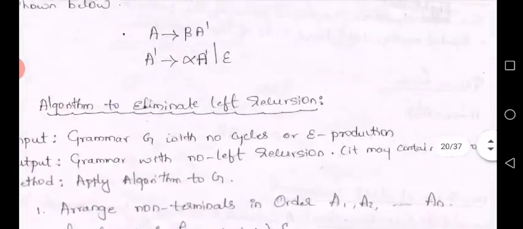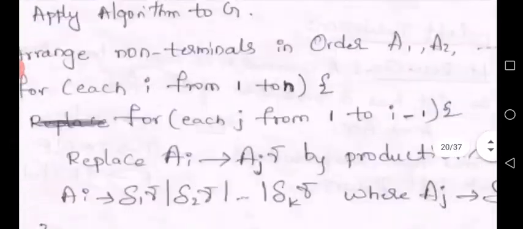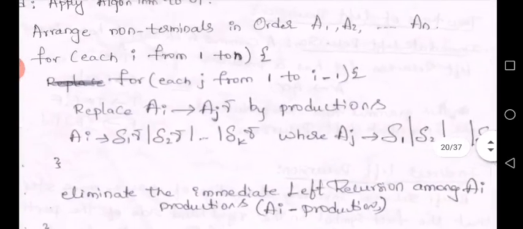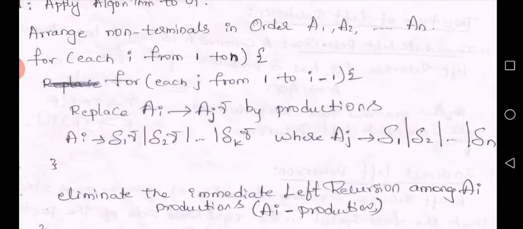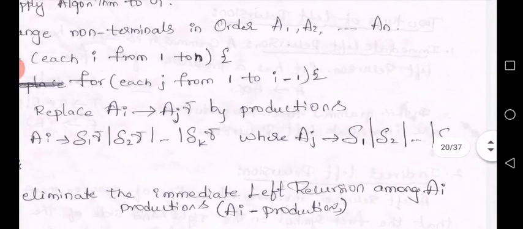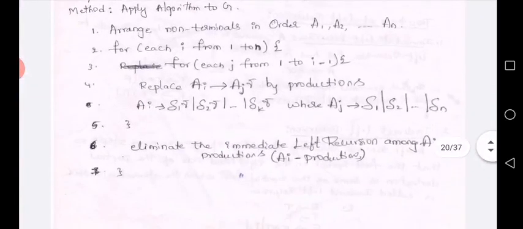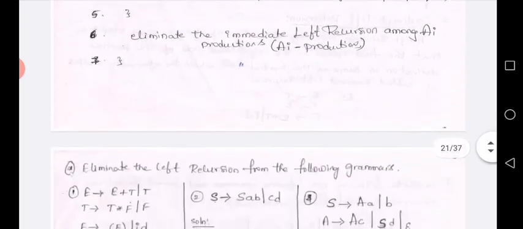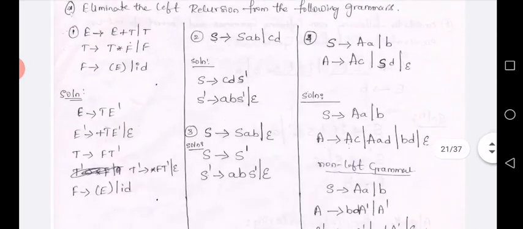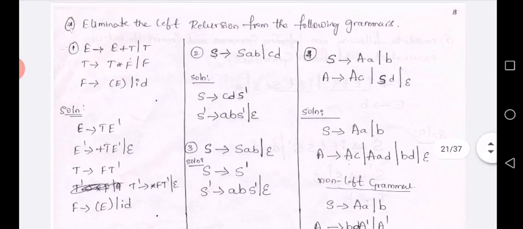Okay, see how we did over here, same thing we are going to perform. Then at last, in case of Aj, whatever value we are having should be considered as delta 1, delta 2, delta 3, like that. Then eliminate the immediate left recursion among the Ai productions. What is that Ai production? Exactly. So this is the small algorithm we have. And here we have some examples of eliminating the left recursion.